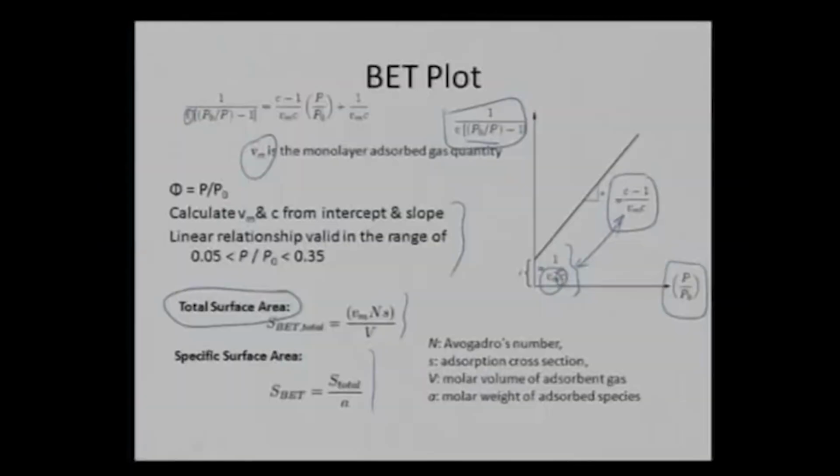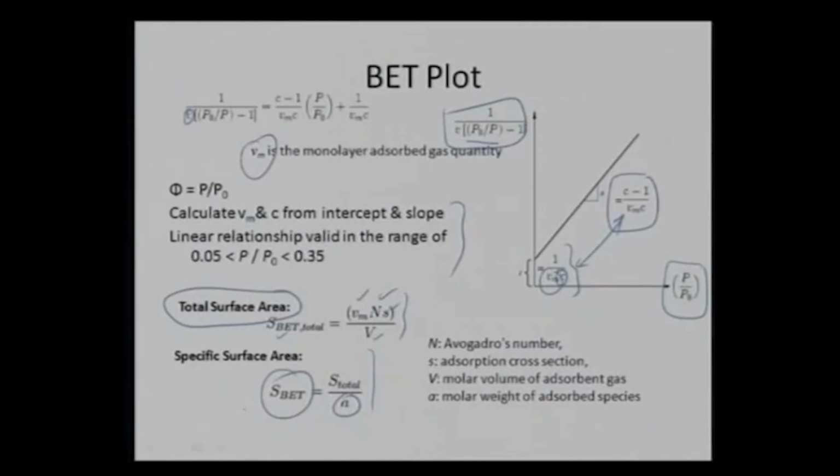So once we know the overall free volume available in a particular material through this technique, we can, using a particular equation, get the total surface area from the monolayer which is adsorbed on it. V is the overall volume of the adsorbent gas, N is the Avogadro number, and S is the adsorption cross section. From that we can calculate the total surface area, and if we divide it by the overall molar weight, we can also get the specific surface area for a particular species as well.